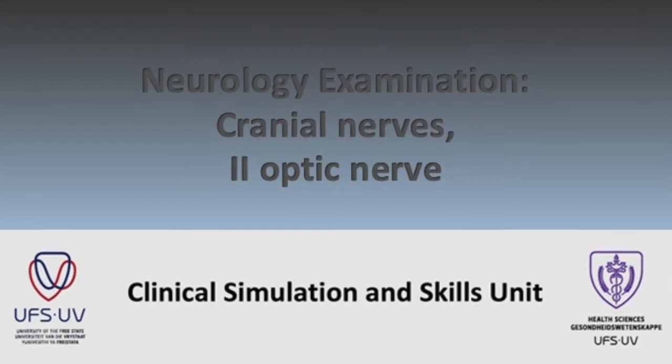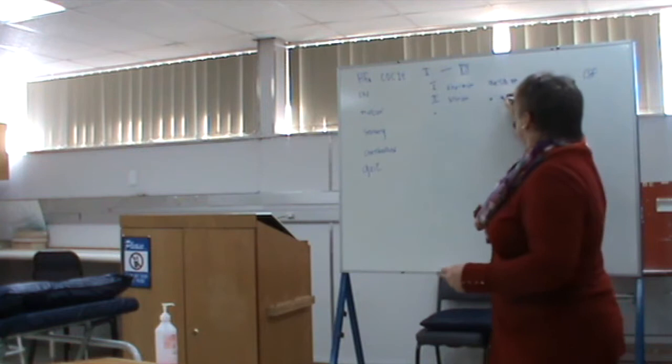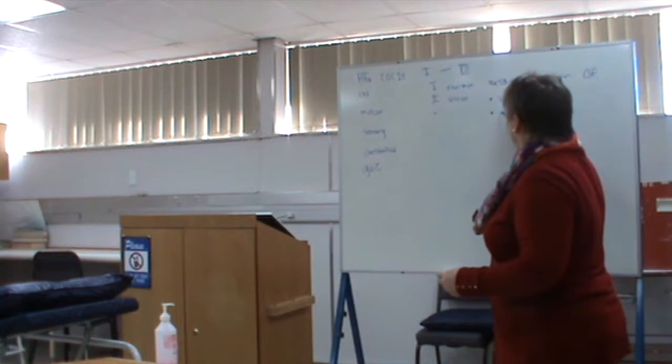So, the second cranial nerve is for vision. And there are four things that we do for vision. We do the visual acuity. We do visual fields. That goes with the visual acuity.